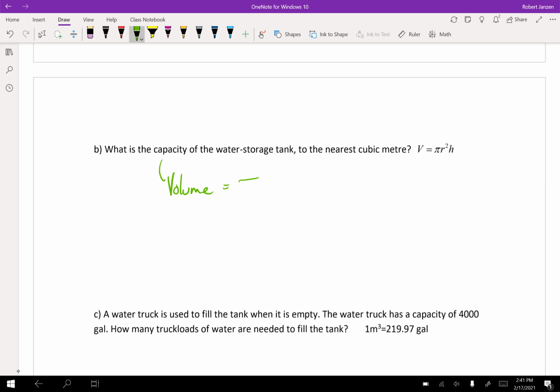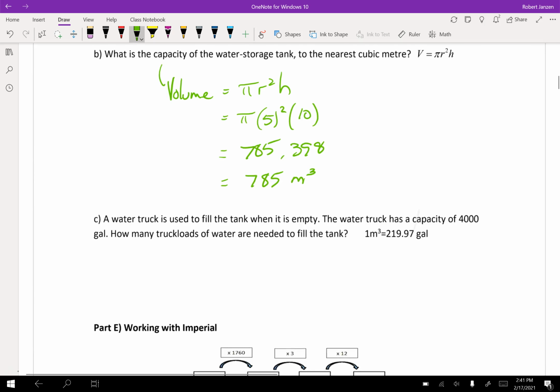Okay, and the volume is pi r squared h, so you just have to know what's what. The radius is 5, the height is 10, and if I put that in my calculator, I get 785.398, which we will round off to a whole number. And this time it's meters cubed because I'm multiplying meters times meters times meters.